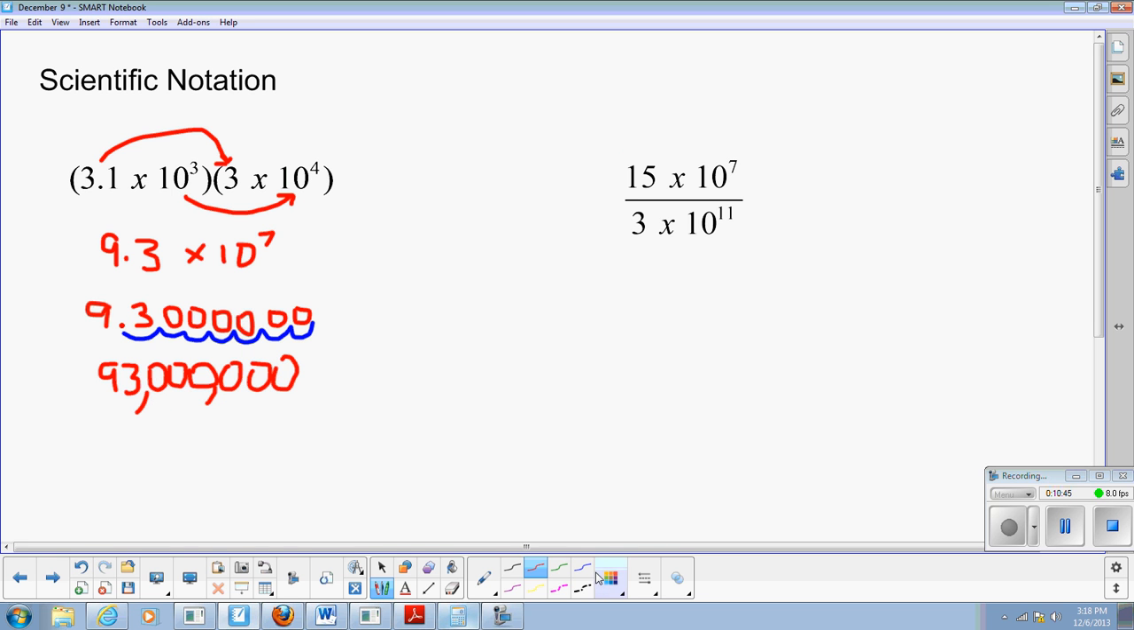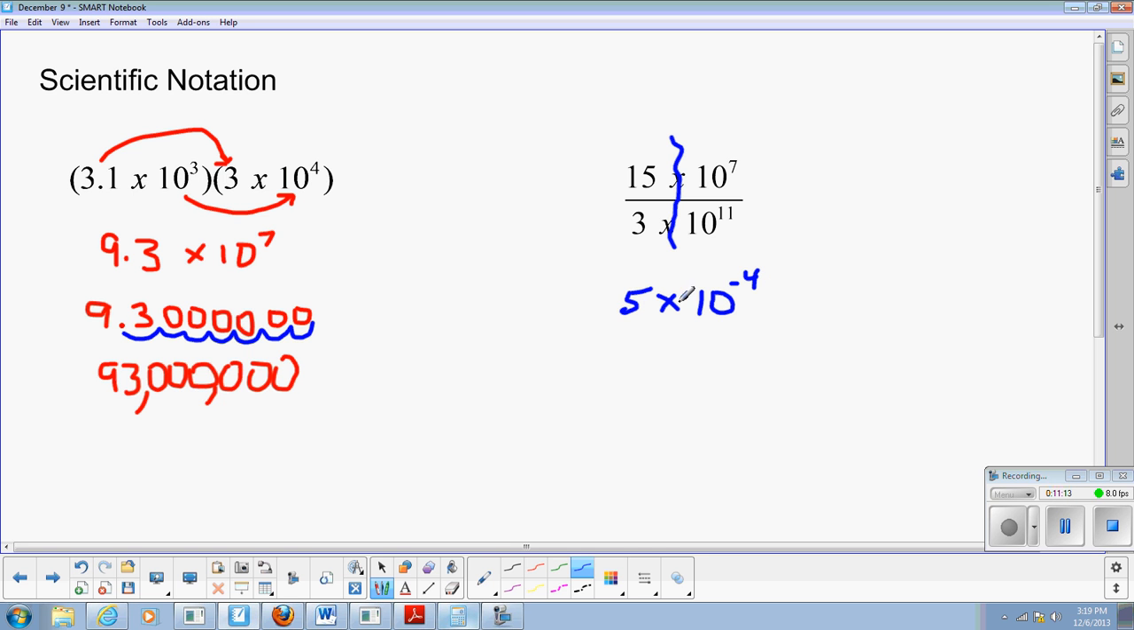Dividing is the opposite. Over here, I did 3.1 times 3. Well, I will do 15 divided by 3. I'll just kind of mentally break this apart into two pieces. 15 divided by 3 is 5. I'm going to have times. Now I have my exponents over here, and with division, we subtract them. 7 minus 11 is negative 4. So I have 10 to the negative 4.